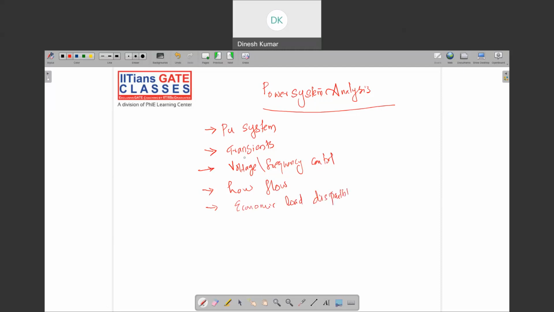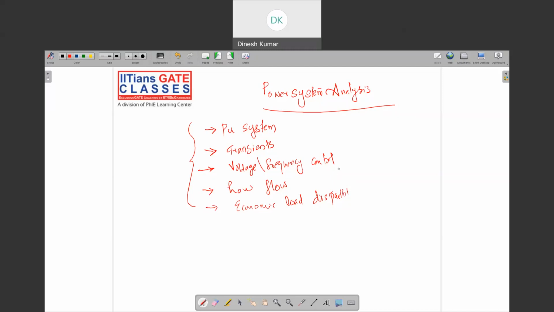These are the 5 topics we will be covering in power system analysis. Then we will go to stability, issues with stability and other things. Then we look at a small bit of something known as distribution, and then we will stop the power system classes. So these are the important things you have to look at in a power system analysis.